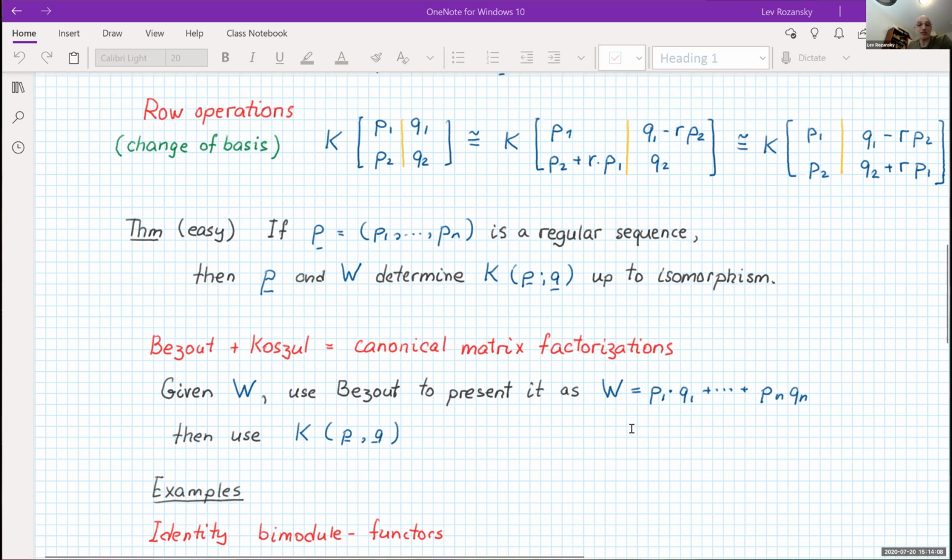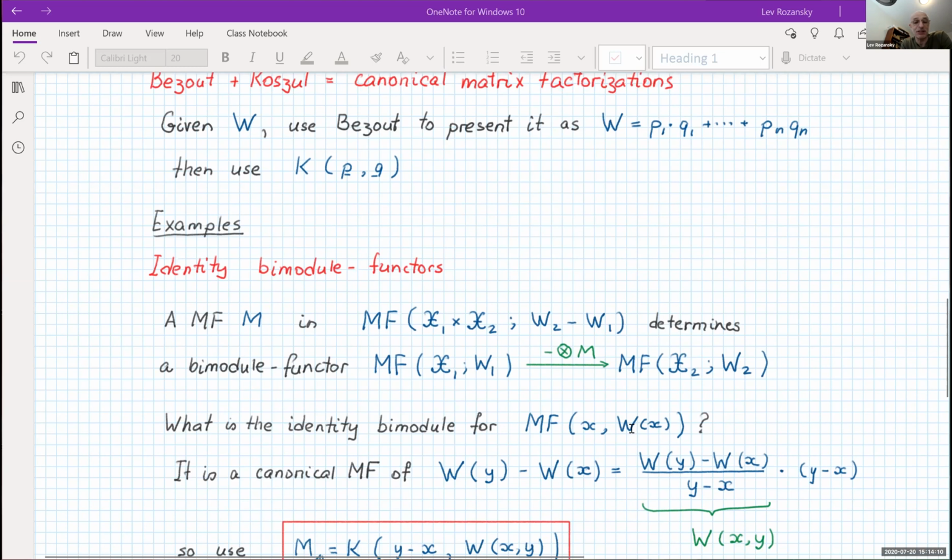So the first example of this construction is the identity bimodule matrix factorization. Generally, if you consider matrix factorizations over X1 cross X2, with the superpotential being the difference of superpotentials, one from X1 and one from X2, then it determines a functor from matrix factorizations of W1 to matrix factorizations of W2 by tensoring with this matrix factorization M.